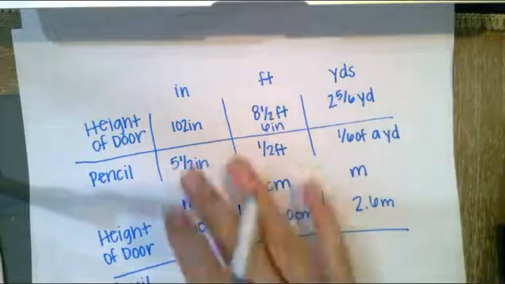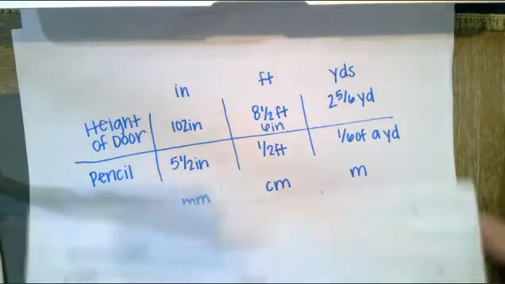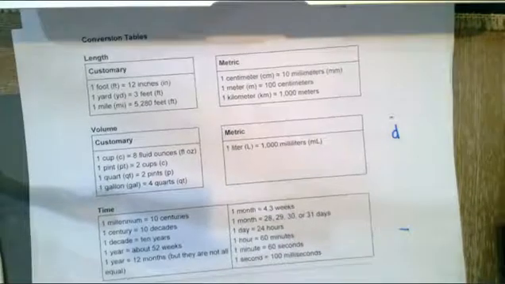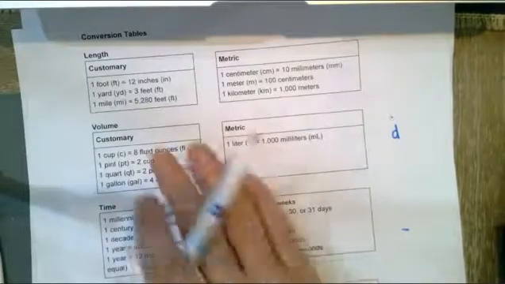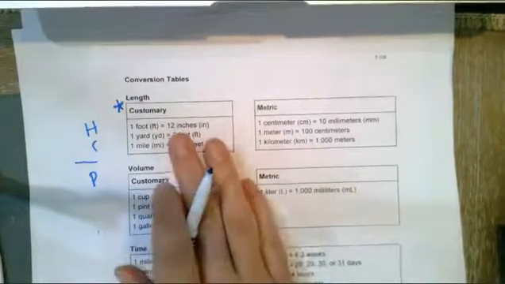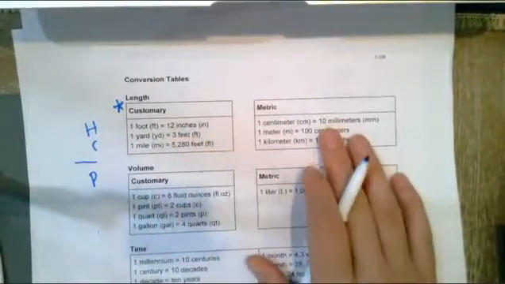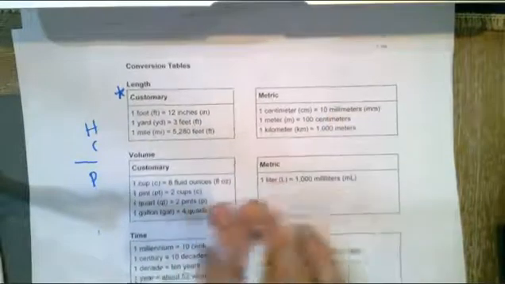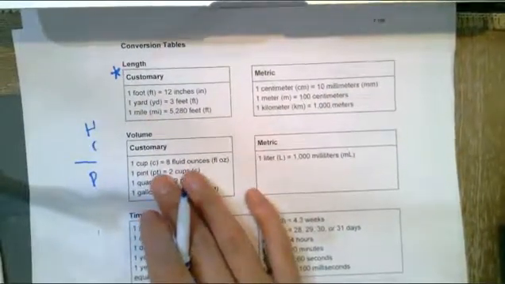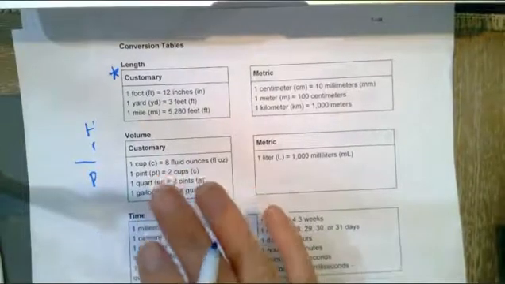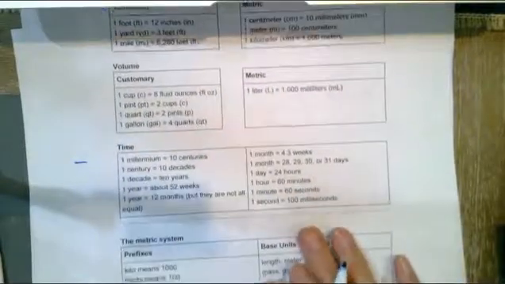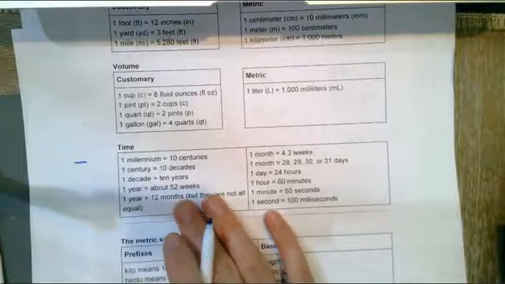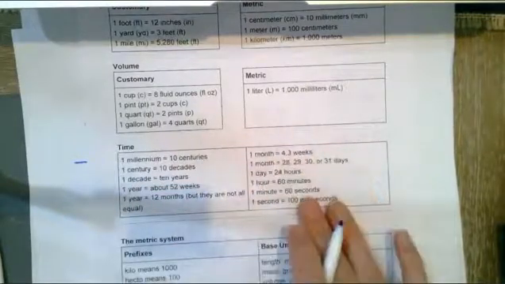After you measure your 2 items in the classroom or at home, I want you to look at this conversion tables sheet. And I just want you to get familiar with this sheet. So look at, for length, this is what you focus on today, the customary system, which is our inches, feet, and yards, and the metric system, which is our meters. And then go ahead and familiarize yourself with the volume for customary, the volume for metric, and then move on to time. And time is just one system.